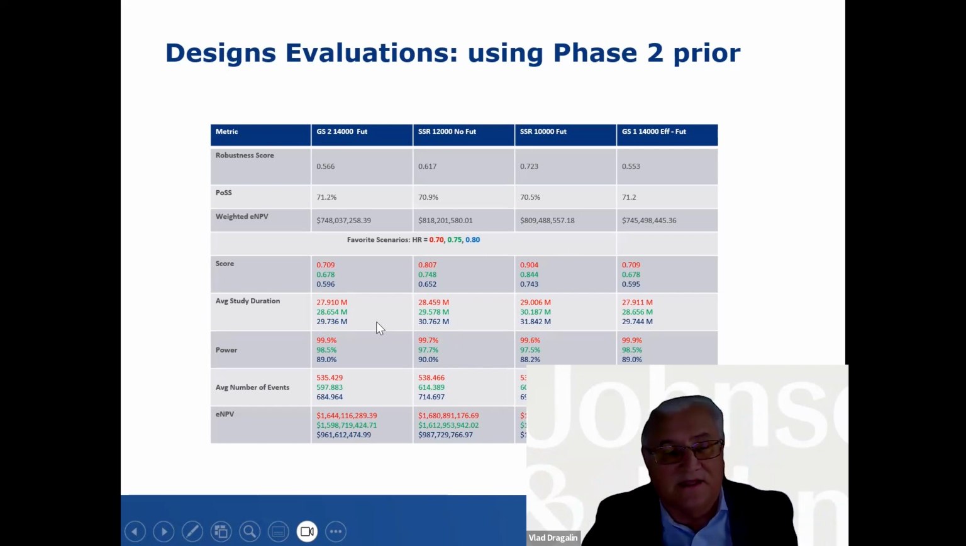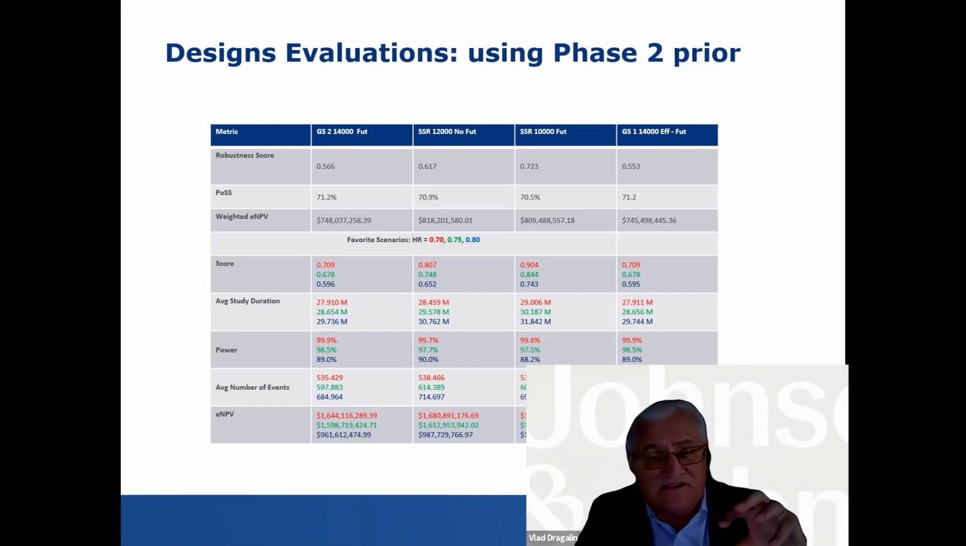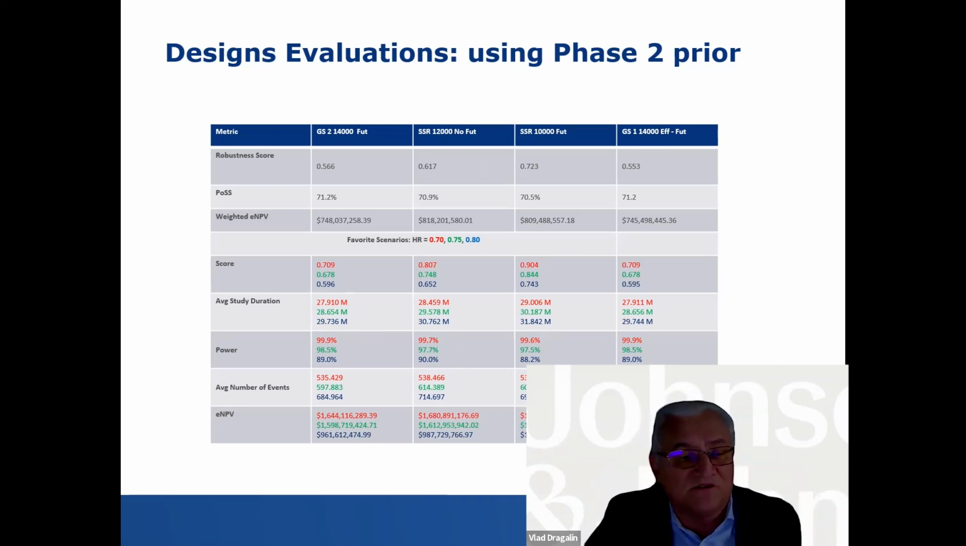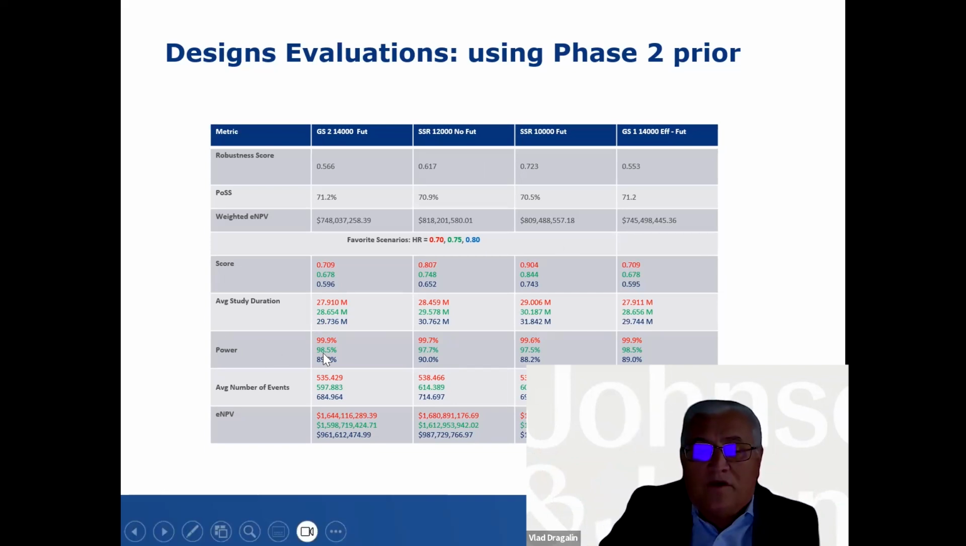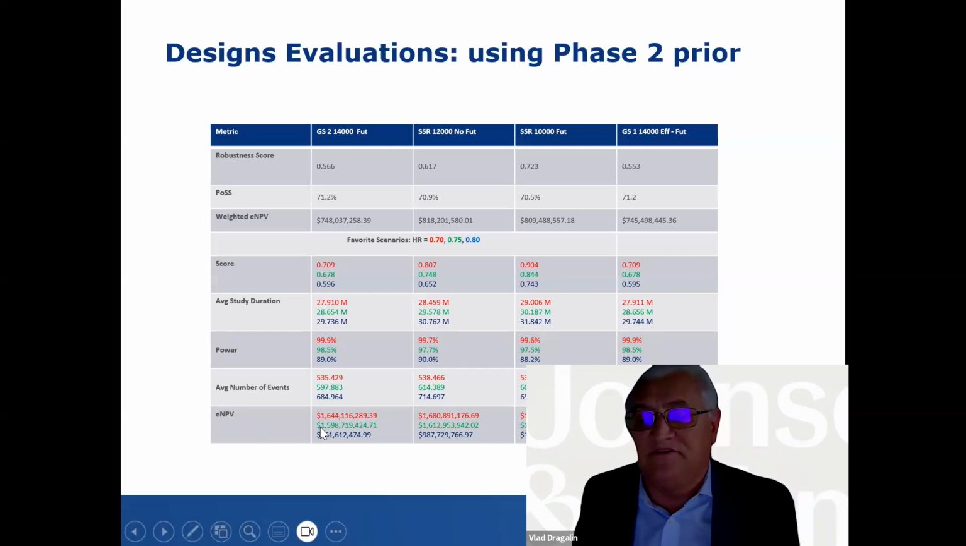Why is that the case? Because the design is adaptive, and if the true hazard ratio is 0.8, the design will try to push to the maximum sample size, if you like, right? Then you can go exactly the same for the power, average number of events, and also these ENPVs.